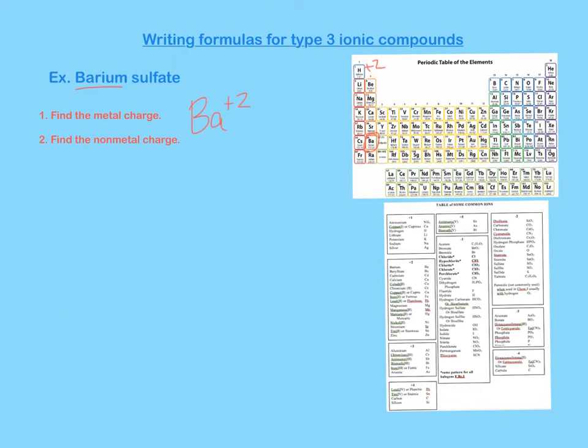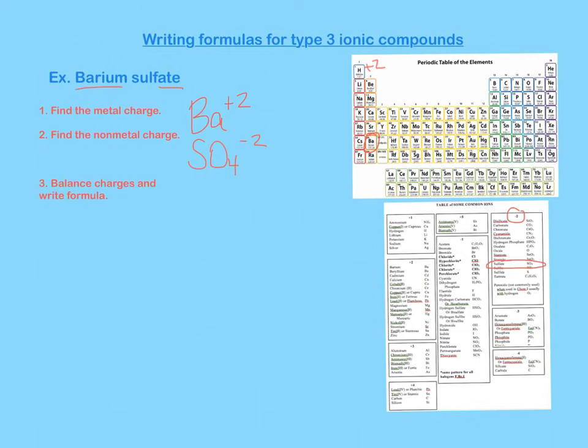Next, I want to find my non-metal charge. So the first thing I'm going to do is look at the ending, and you can see that it ends in -ate and not IDE. So because it's not ending in "ide," it's ending in something different. It's probably going to be a polyatomic ion, so I need to look at my ion chart. So I'm going to look for sulfate on my chart. So I'm going to find it right there, and I can see that it has a -2 charge, so I'm going to write that as my SO4. So I have to leave the group together, and the entire group has a -2 charge.